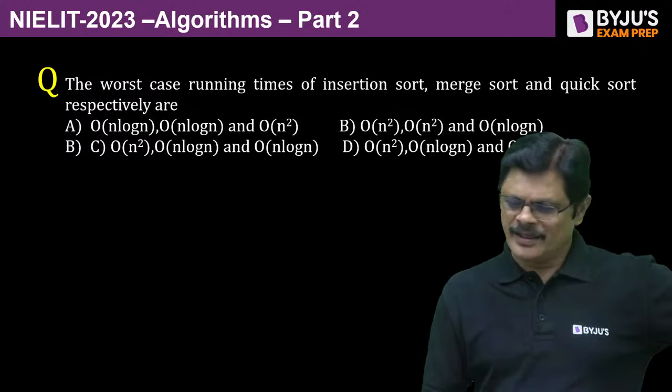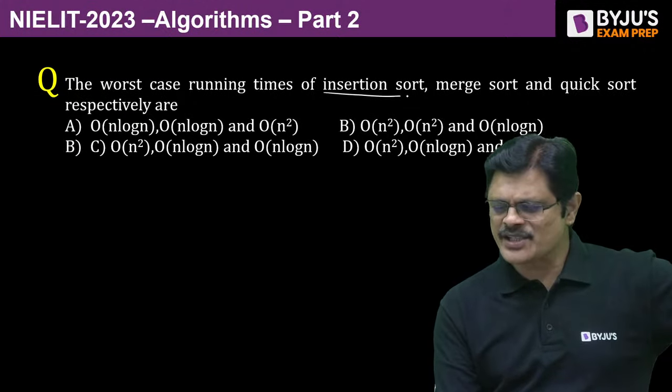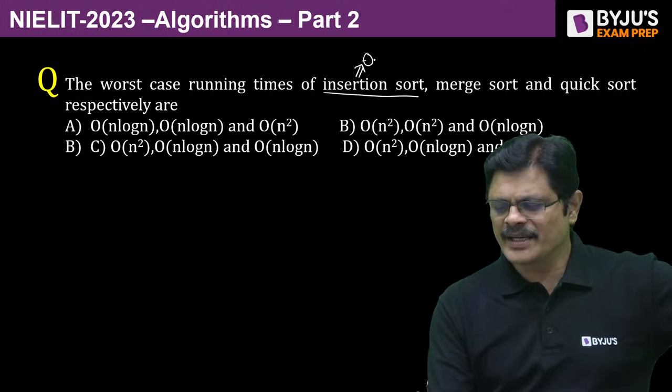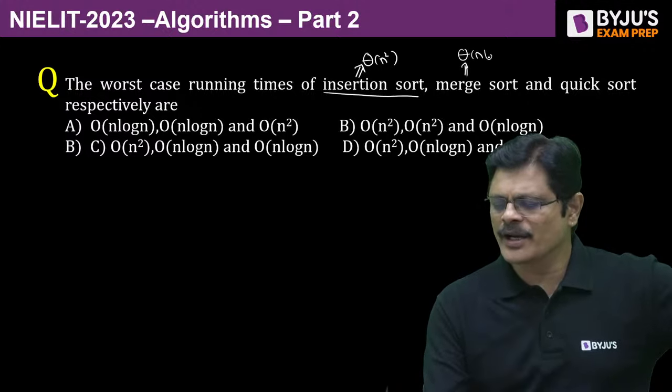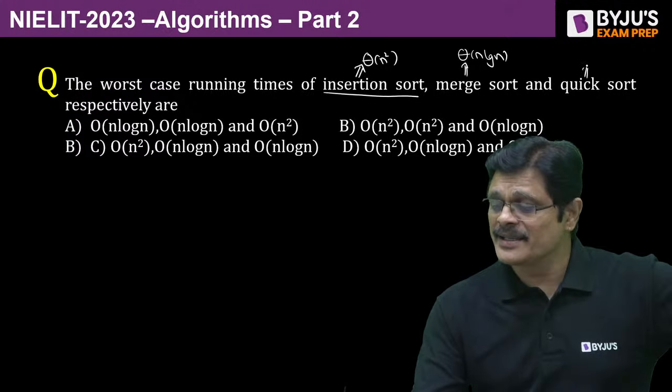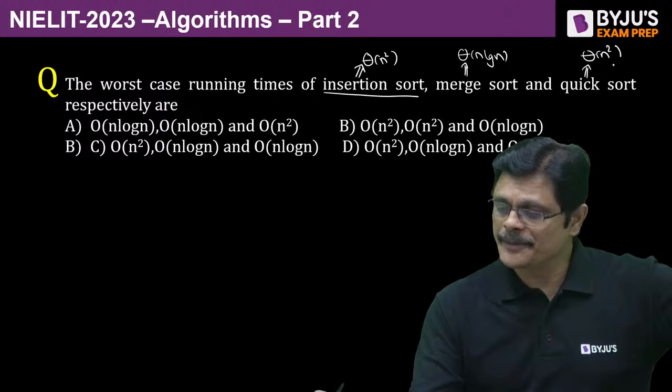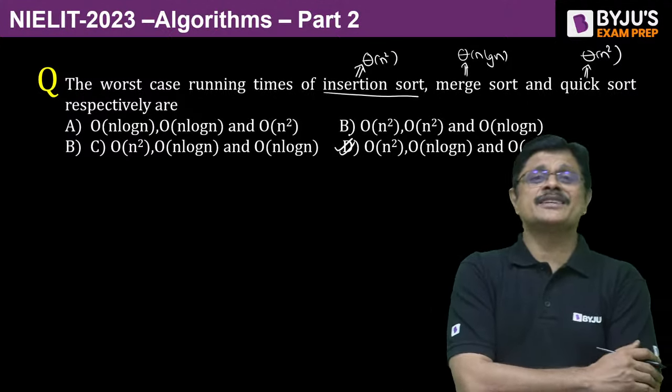Right, D, because insertion sort worst case is theta n square. Merge sort in all the cases is n log n. Quick sort worst case is n square only.